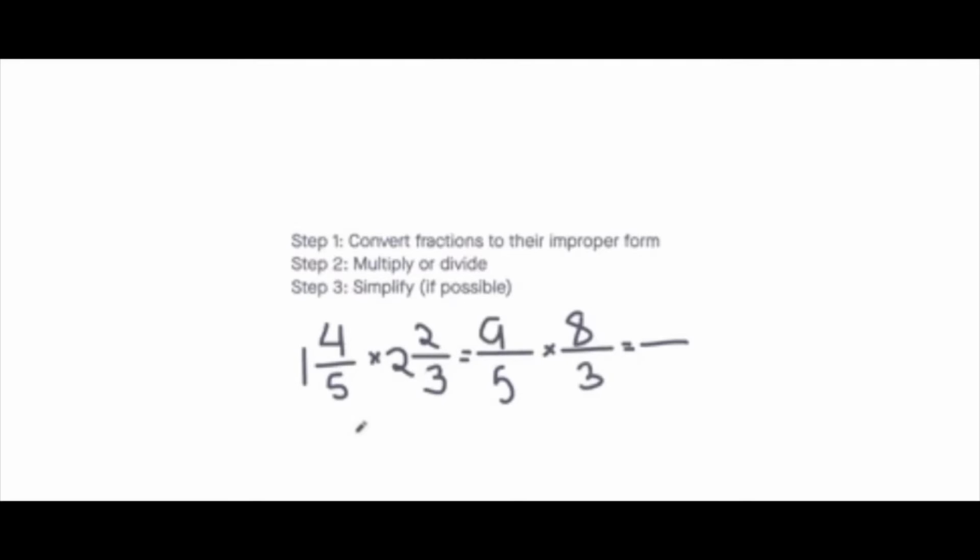So here we have 1 4/5 times 2 2/3, and we have their improper versions over here. Now, before multiplying, you can cross-simplify. So here you can simplify 9 and 3 because 9 divided by 3 is 3. So 3 times 8 is 24. And 5 is alone, so we write 5, and that would be our answer.